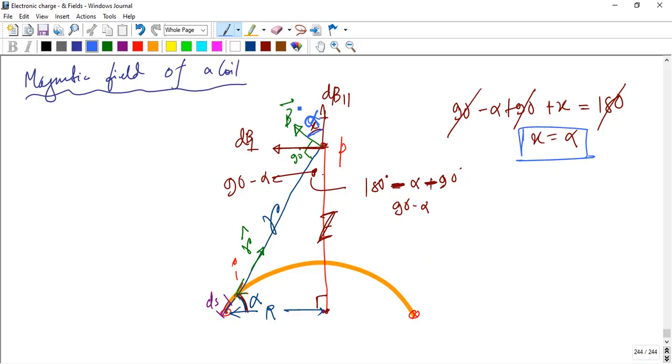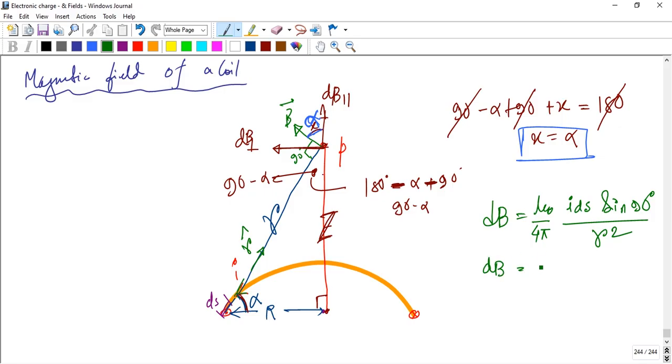So we know B with the help of Biot-Savart's law. We know that dB is equal to mu 0 by 4 pi I ds times sine 90 degrees by r square. Sine 90 is 1, so you get dB equal to mu 0 I ds by 4 pi r square.